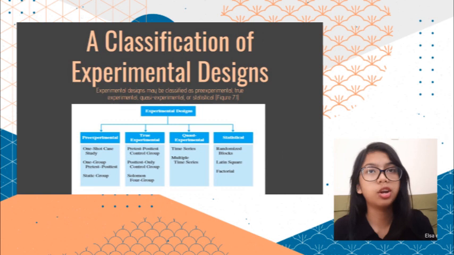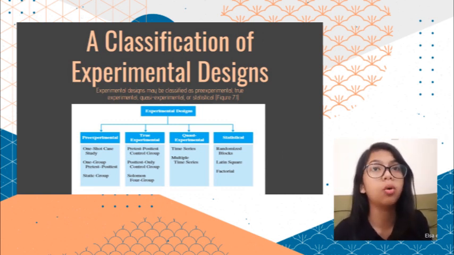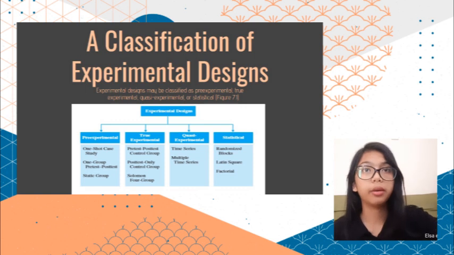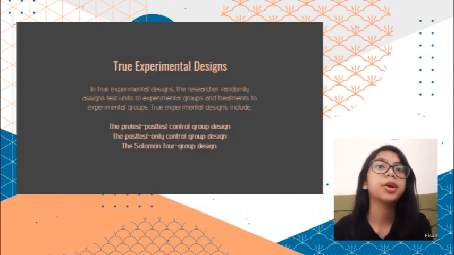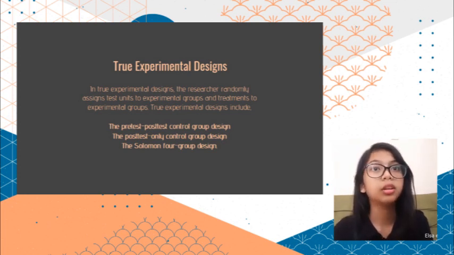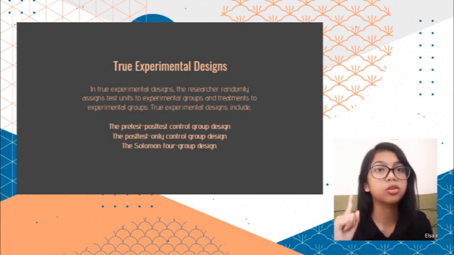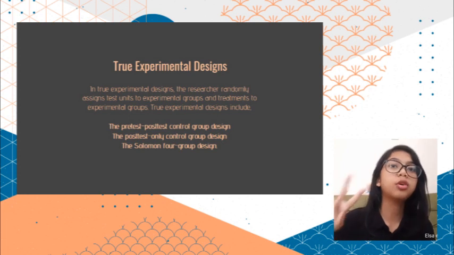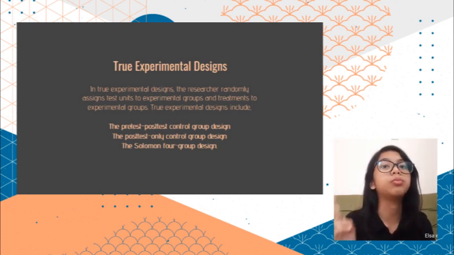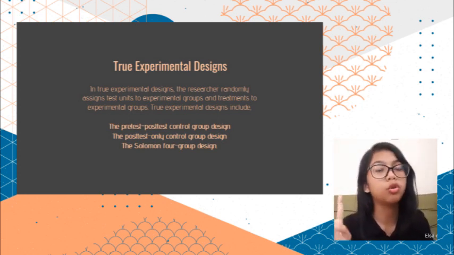A classification of experimental designs. On the screen you can see a graphic that shows this topic. True experimental design. In true experimental design, the researchers randomly assign test units to experimental groups and treatments to experimental groups. True experimental designs include the pre-test post-test control group design, the post-test only control group design, and the Solomon four-group design.